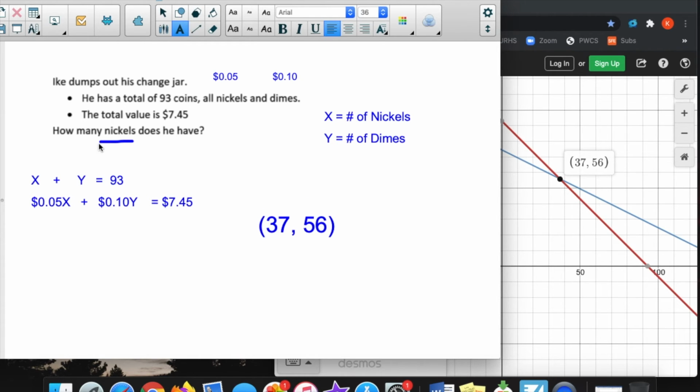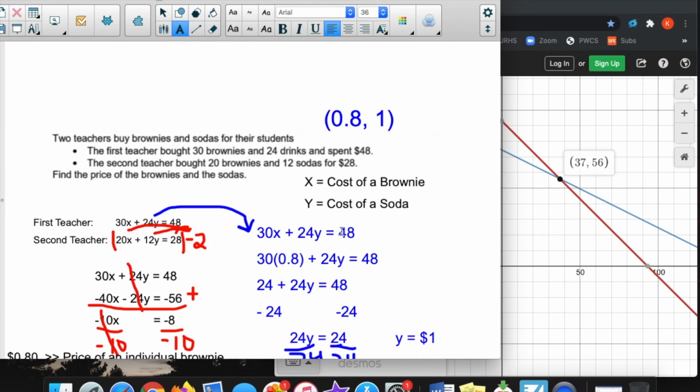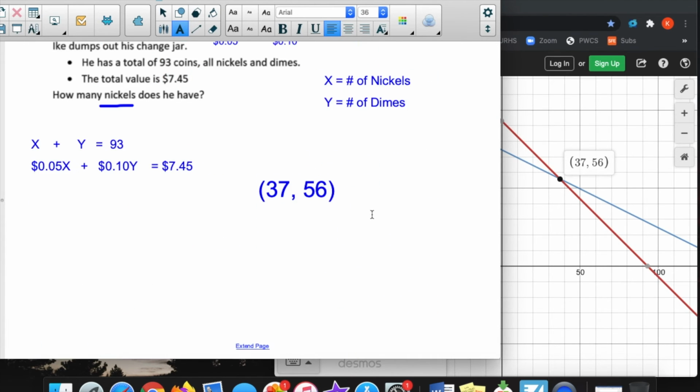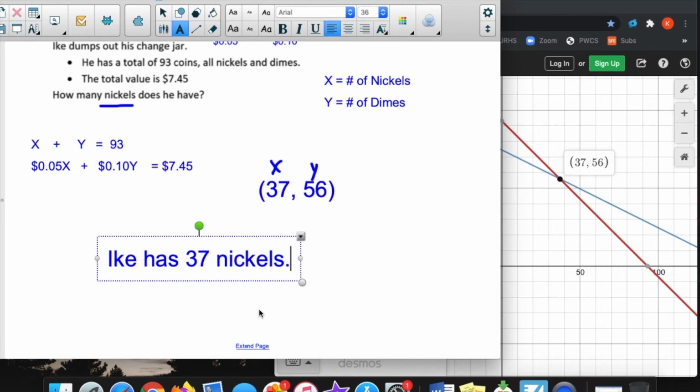Normally that would be sufficient, just putting the ordered pair. But look at the question: how many nickels does he have? So it's tying this back to how we defined the variables. 37 is my X amount, and that's the number of nickels right there. And you see we must have 56 dimes, right? So to answer how many nickels, we can say Ike has 37 nickels. And if it asked how many dimes, we could say Ike also has 56 dimes.